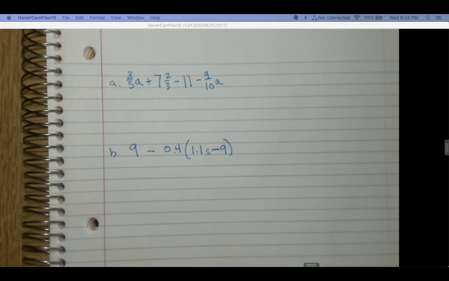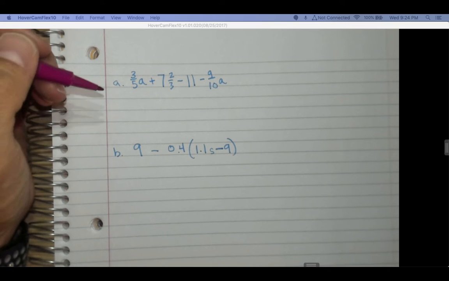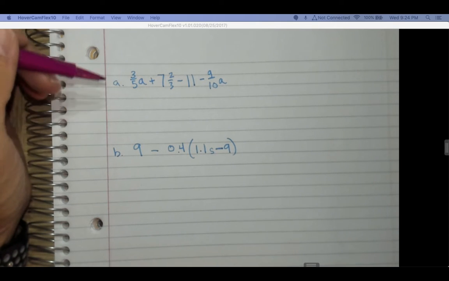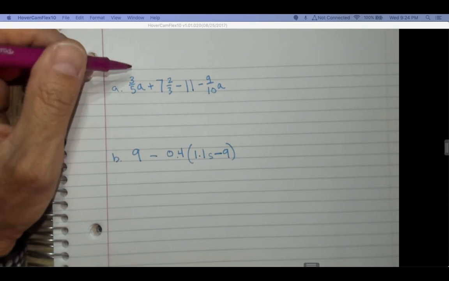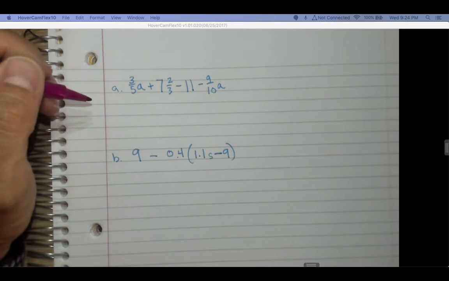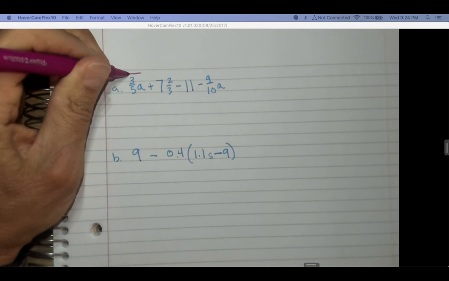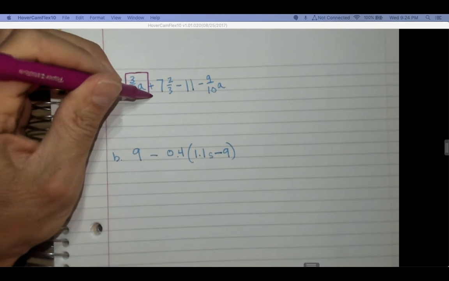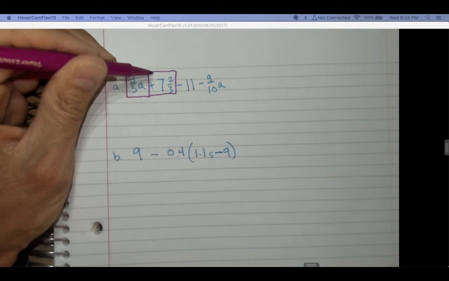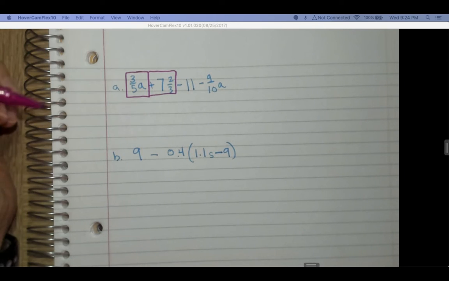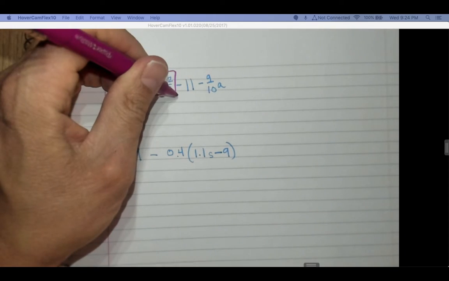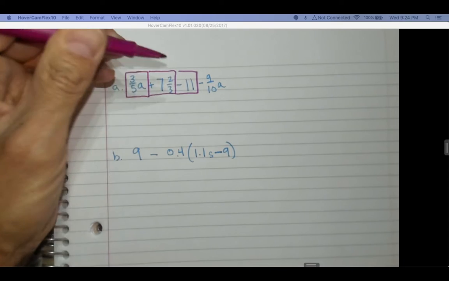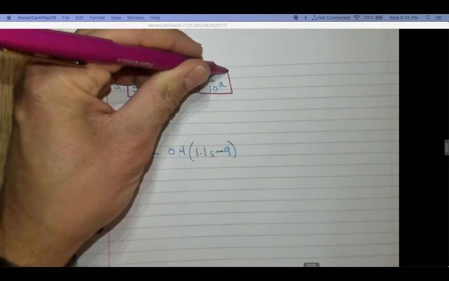All right, so our warm-up from yesterday has these two expressions, and with both of these expressions, I need to rewrite them with the fewest number of terms. Basically, that's fancy language for saying I need to combine the like terms. And so for A, what I notice is I have 3/5 A, I have plus 7 2/3. Remember, I need to think about the sign in front of the term. I have minus 11, and then I have minus 9/10 A.